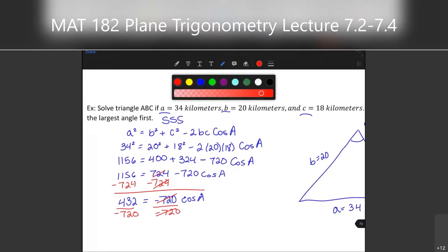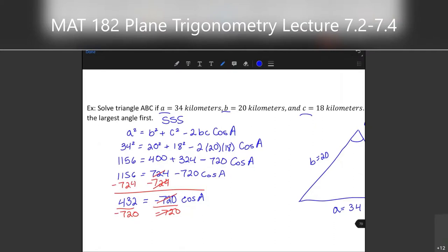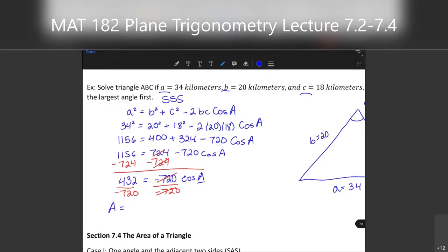All right, so if we finish up with this, what would be the operation that we need to solve for A? We have cosine of A is equal to this ratio. Yep, a cosine inverse would be really helpful here. So A is going to be equal to the cosine inverse of this ratio. We don't have to reduce it at all. We could just put it right into that cosine inverse. There's no problem with that. So 432 divided by negative 720.